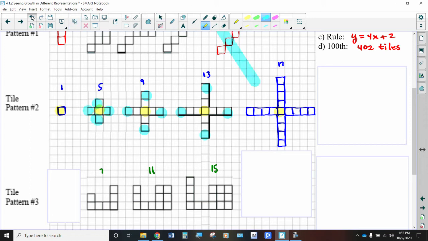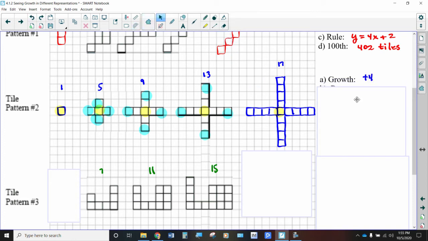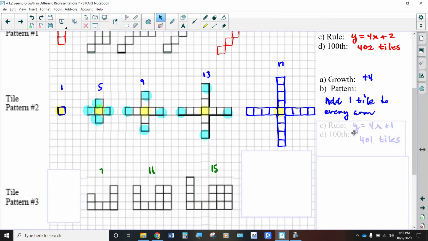So, oops, stop it. What is going on here? Okay. So the growth rate was +4, just like the previous problem. Where is it growing? Well, it's adding 1 tile to every arm, and since there's 4 arms, that means you're adding 4 to each figure. And that makes our rule y equals 4x plus 1, where 4 is the growth rate, being multiplied times x, and 1 is where we started with figure 0.